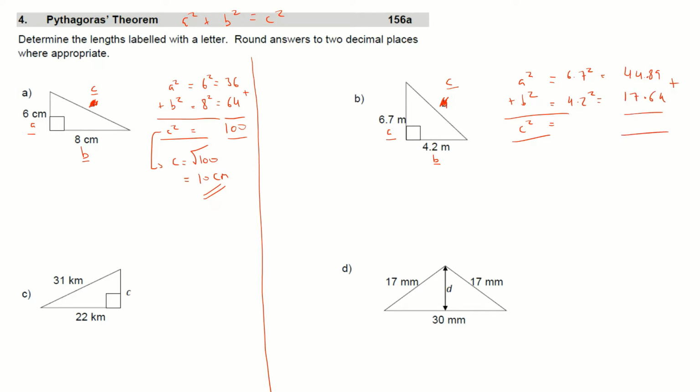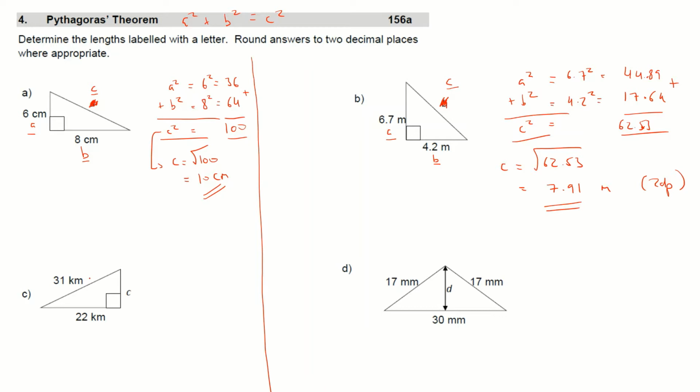Add those together now to get C squared. So add 17.64 gives me 62.53. And again, this one, you'll need to take the square root of 62.53, which gives me the answer of 7.907, etc. Okay, it's a big long answer, so I'm going to round to 2 decimal places. You're going to get 7.91 meters to 2 decimal places.